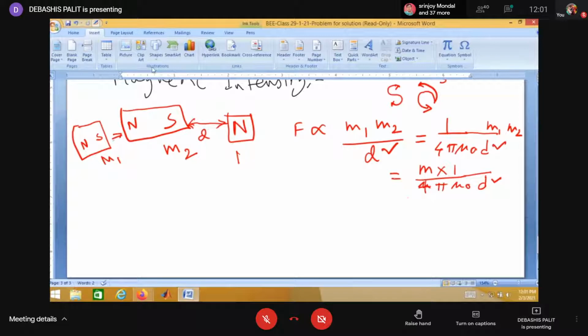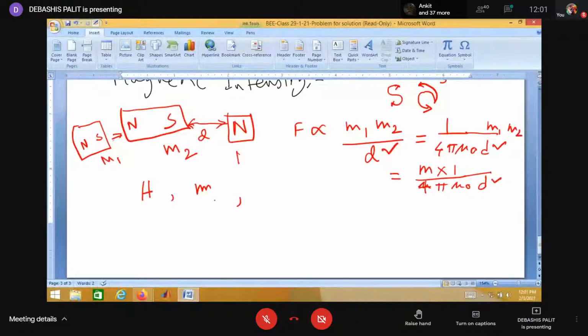If the magnetic field strength is H and the magnetic pole strength is M, then the force acting on a pole having pole strength M, placed in a magnetic field of intensity H, is F equal to M into H, in Newtons.